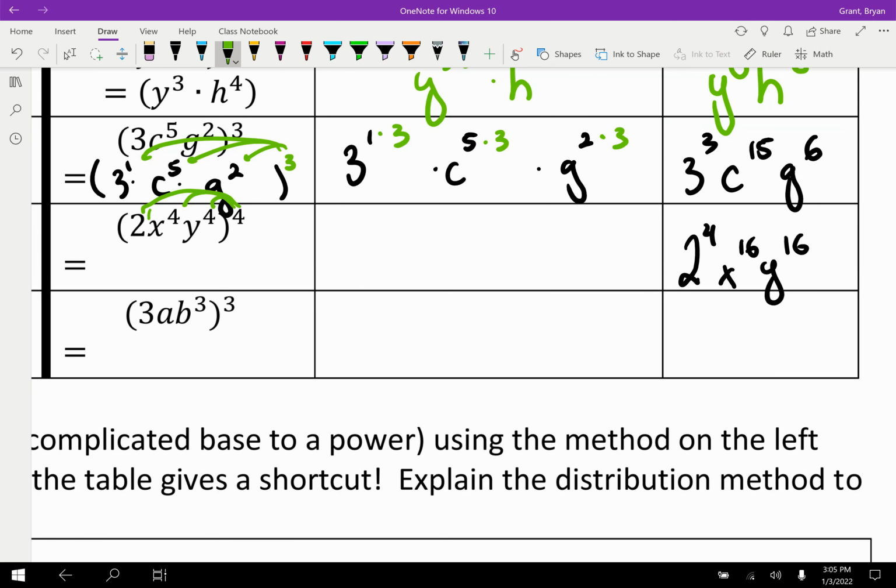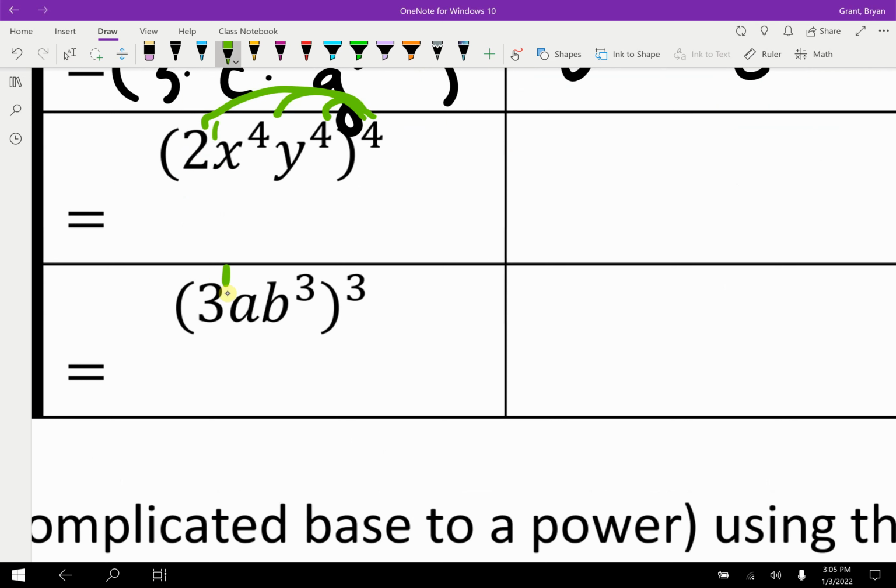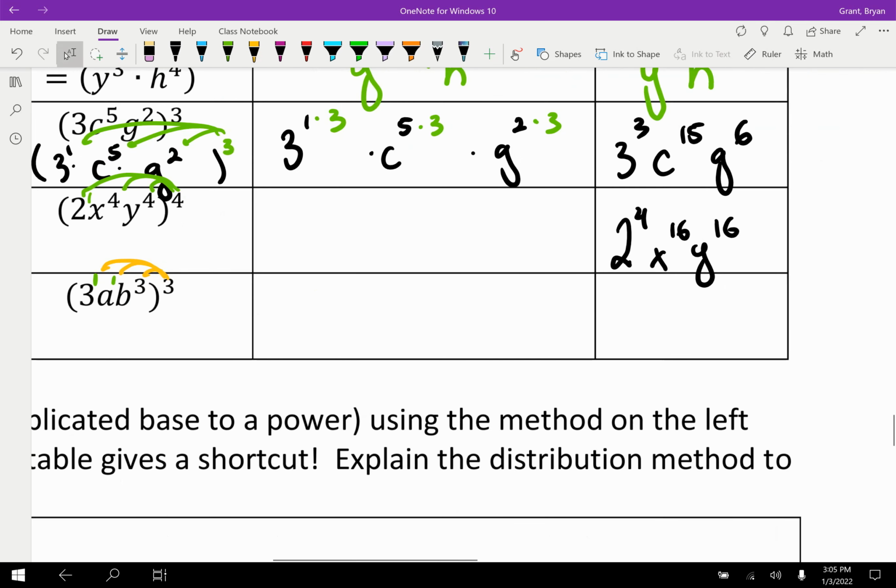Last one. Let's put those invisible 1s. Where are the invisible 1s? Well, 3 certainly has one. Oh, I think A has one as well. A and B don't both have the cube, just B does. So when we distribute here, I think for our final answer, we'll get 3 to the 3rd, A to the 3rd, B to the 9th.